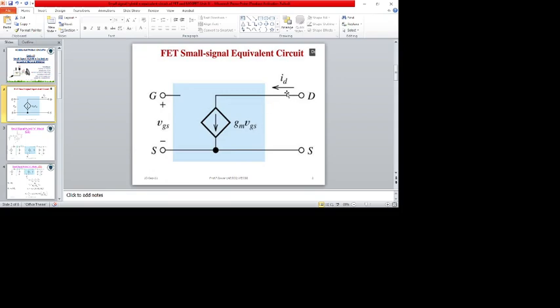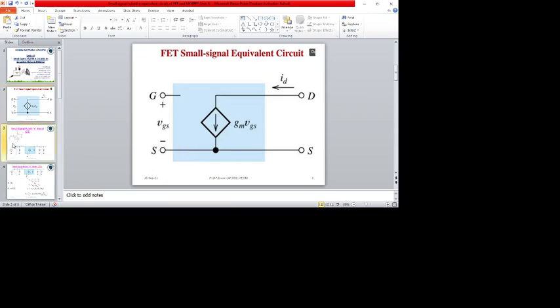So here the drain current is flowing from drain to source terminal, and at the same time the open circuit voltage can be obtained between gate and source terminal. This is the small signal equivalent model. So any transistor can be replaced by this small signal equivalent pi model.